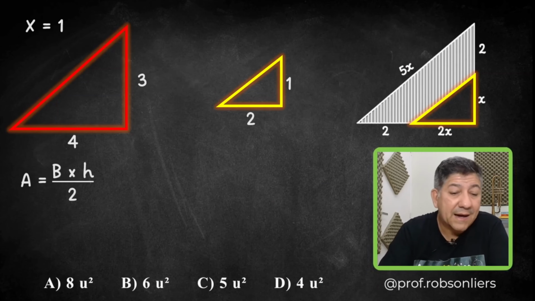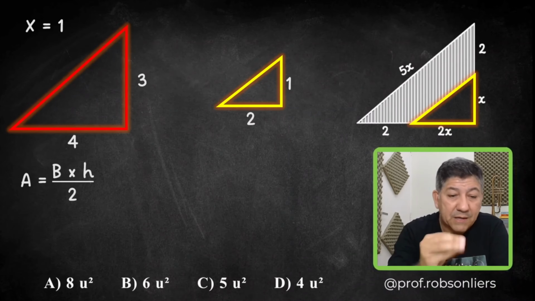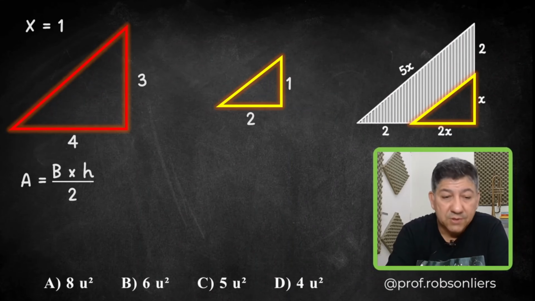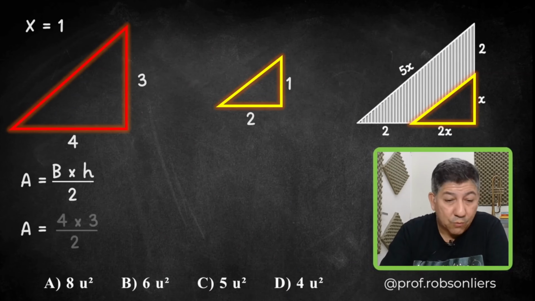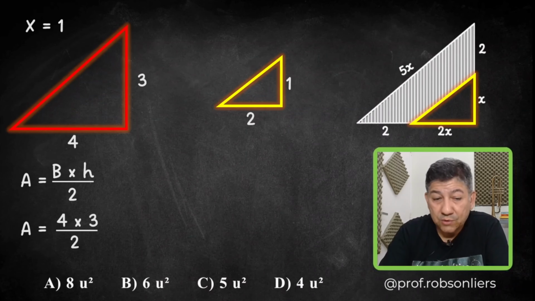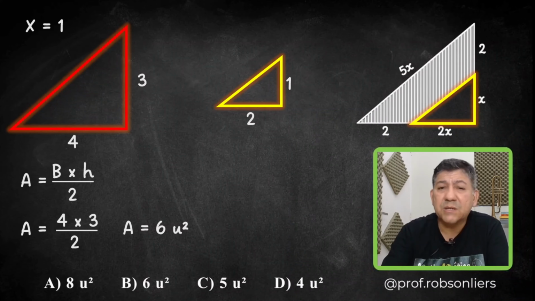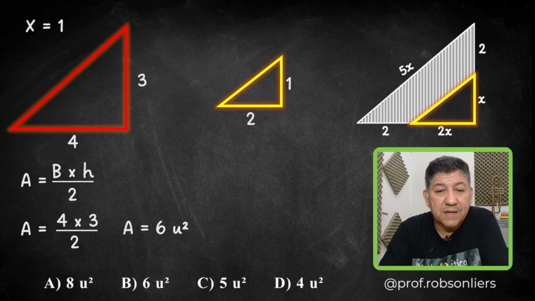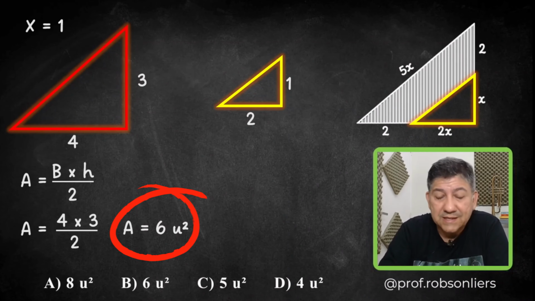Let's calculate the area. The area of the larger triangle, which I called capital A, right? Capital A is base times height divided by 2. The base is 4 and the height is 3, so the area will be equal to 4 times 3 divided by 2. 4 times 3 is 12, 12 divided by 2 is equal to 6 square units. Since we don't have the unit of measurement there, right, centimeters or meters, I wrote square units, right? The area is always squared. So the area of the red triangle, which is the larger triangle, is 6 square units.